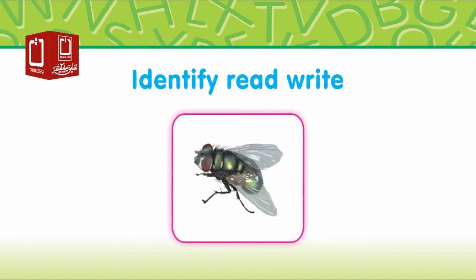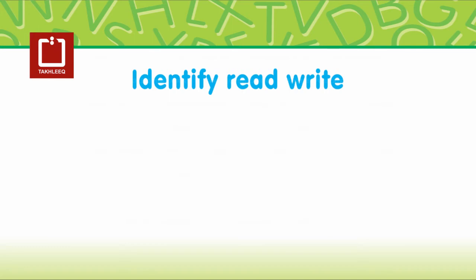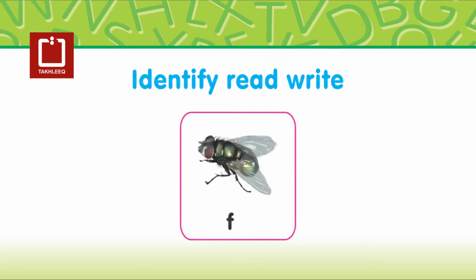We see here the picture of a fly. Now we say the spellings of fly. F L Y, fly. So we write F L Y, fly, on lines.